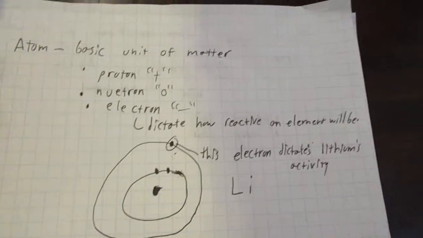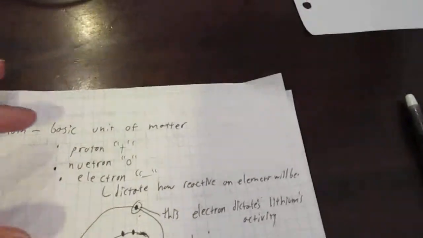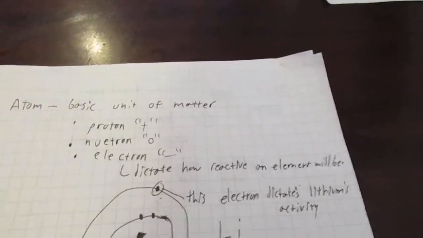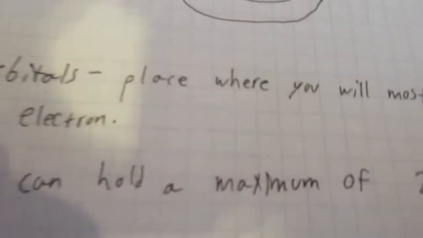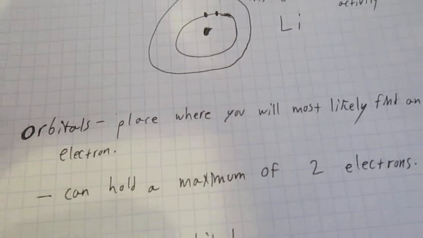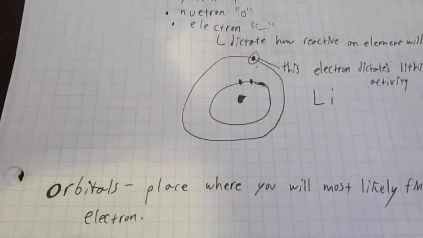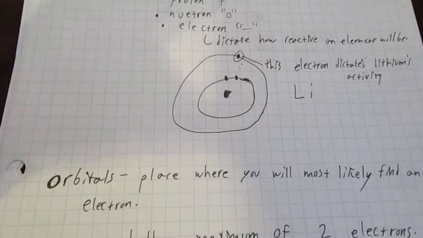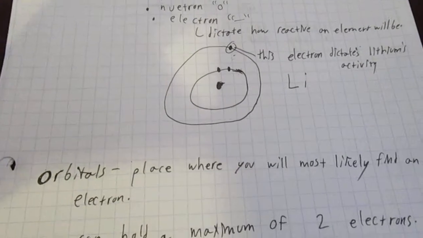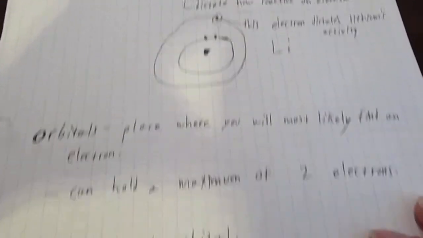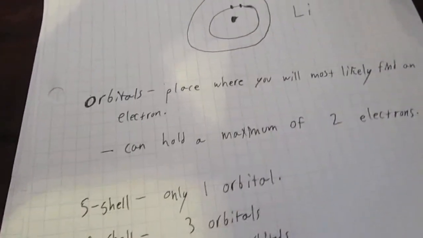So that's what an electron does. Electrons are usually held in orbitals, and orbitals are just the place where you will most likely find an electron. It's the probability of finding an electron in this place, in an orbital.